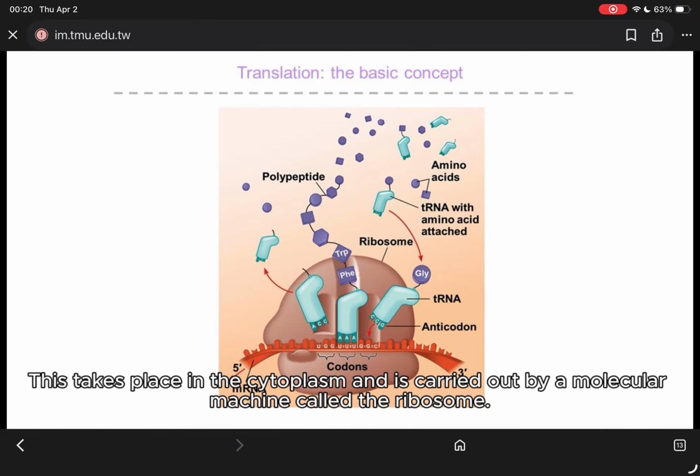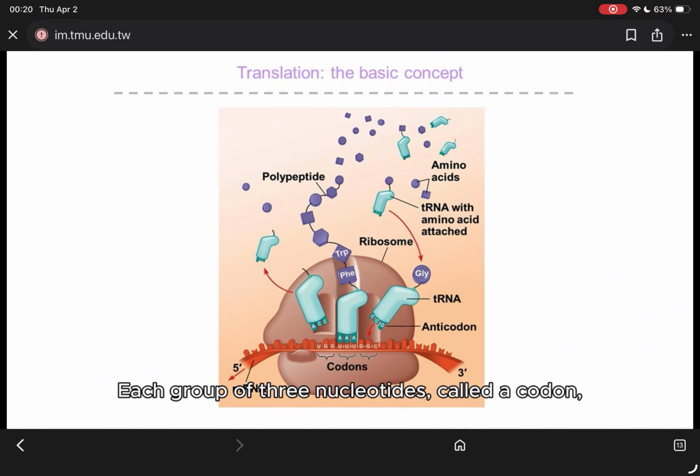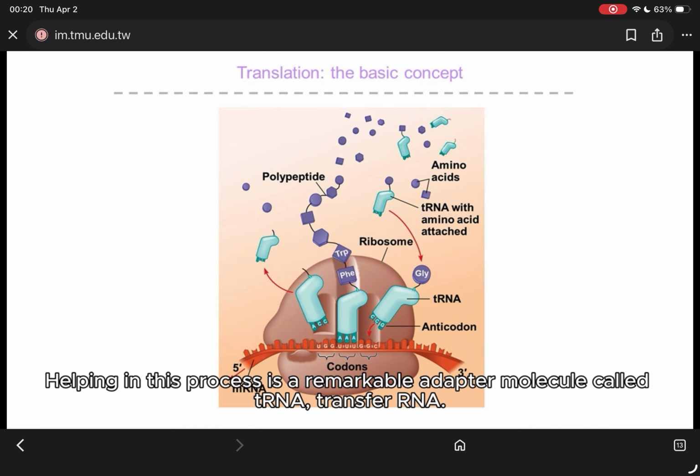This takes place in the cytoplasm and is carried out by a molecular machine called the ribosome. You can think of translation as treating mRNA like an instruction manual. Each group of 3 nucleotides, called a codon, is read as a signal for one specific amino acid. Helping in this process is a remarkable adapter molecule called tRNA, transfer RNA.